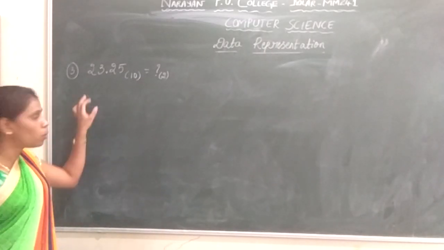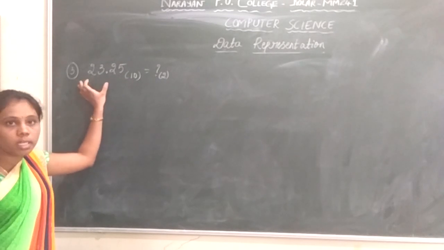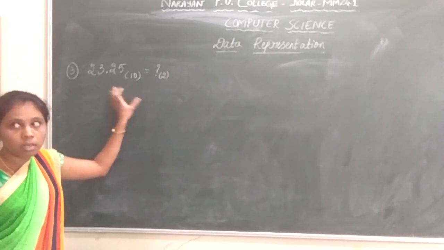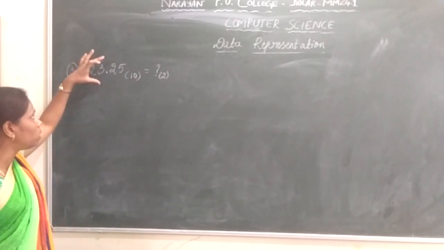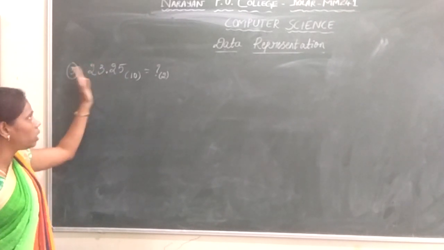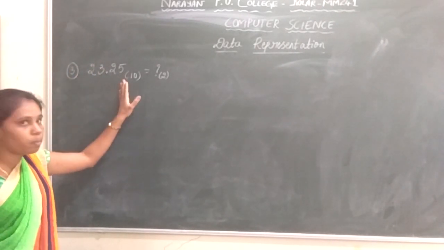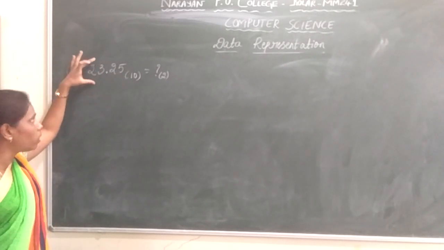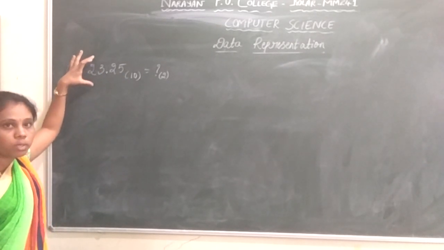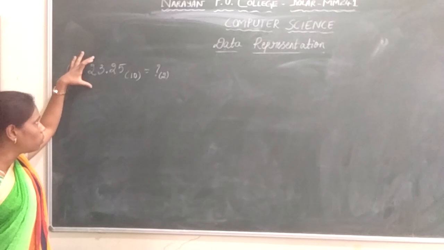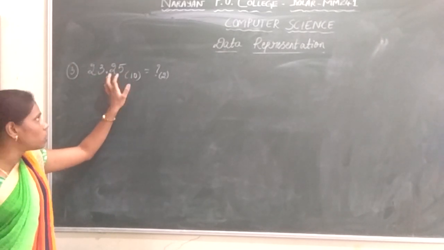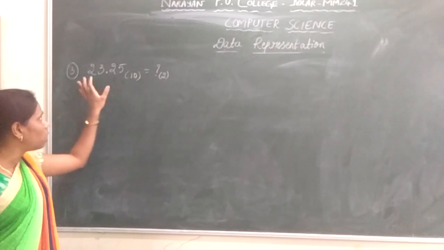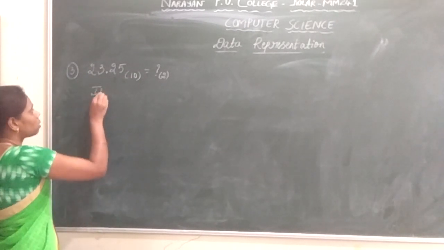Now we will see one more example which has both integer and fractional parts. When you have both, you need to separate the integer part and the fractional part. First you perform the conversion for the integer part, that is, you divide the decimal number by 2, and separately you perform the multiplication for the fractional part. Now I will take the integer part.